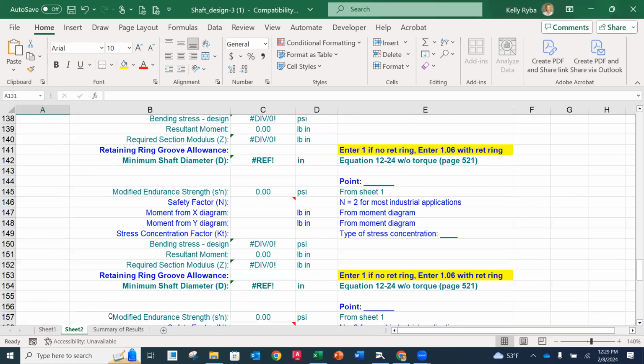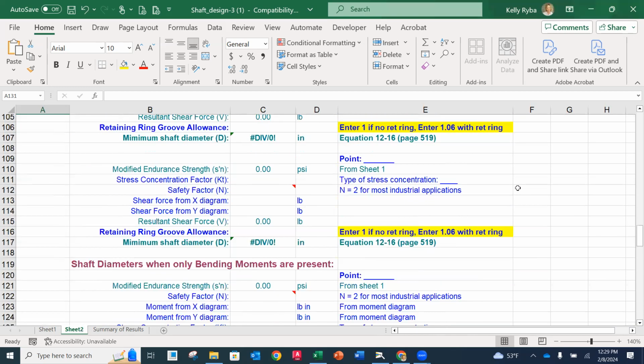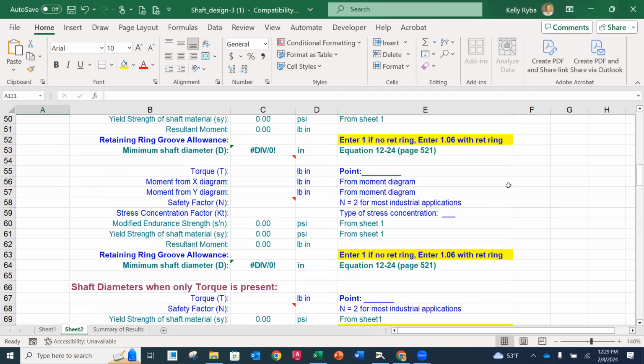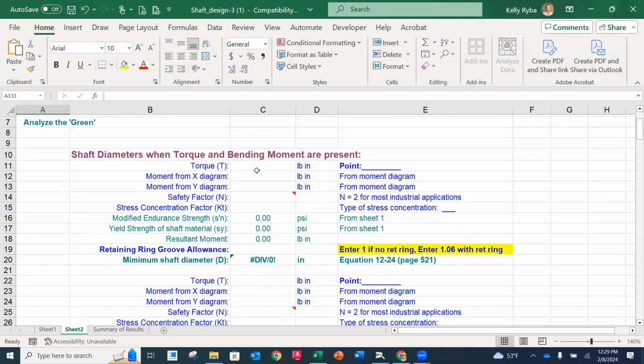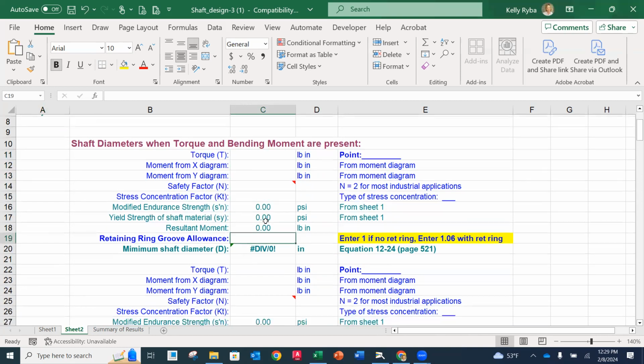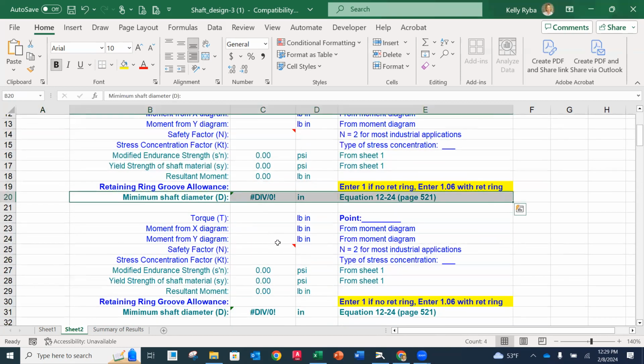Then we're going to go to sheet number 2. Okay, so I'm going to go all the way up to the top here. Sheet number 2, as we go all the way up to the top, you're going to see that these maroon sections are like the main headings. And in each one of these sections, there's going to be places for the minimum shaft diameter. So the first section up here is shaft diameters when torque and bending moment are present. So then we're going to input wherever we see blue. Okay. And then our minimum shaft diameter is going to be the last value at the bottom.